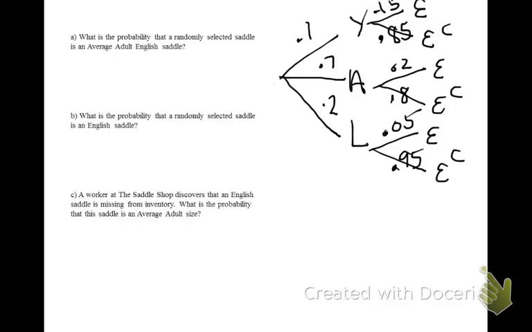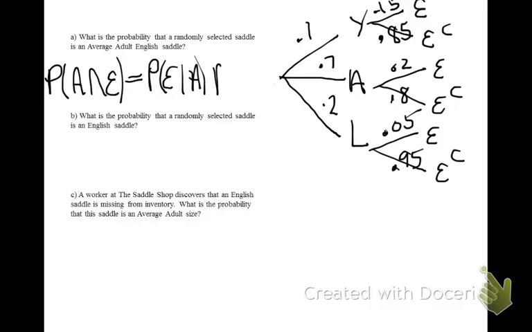In part A, we want to know the probability that a randomly selected saddle is an average adult English saddle. So we're looking for the probability of an average adult and at the exact same instant, English. And applying our previous formula, this is the probability of the saddle being English given that it's an adult saddle times the probability of an adult saddle.